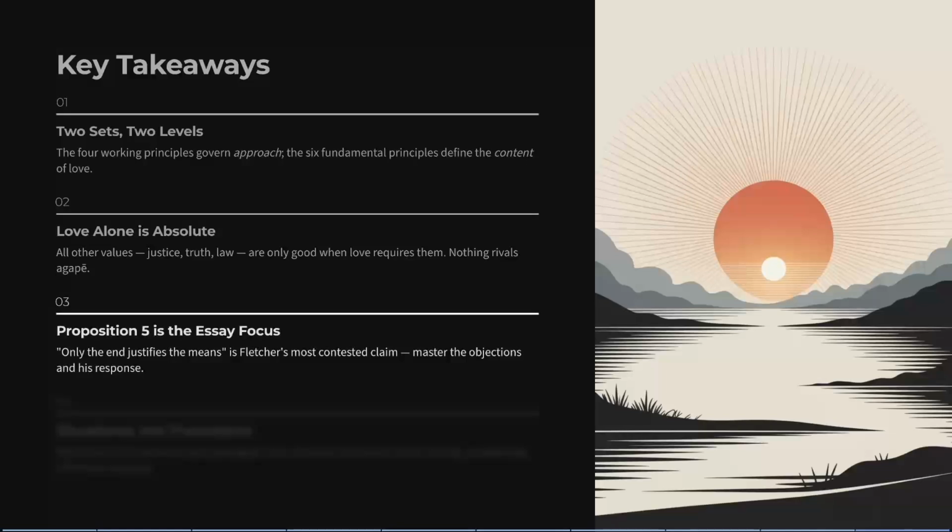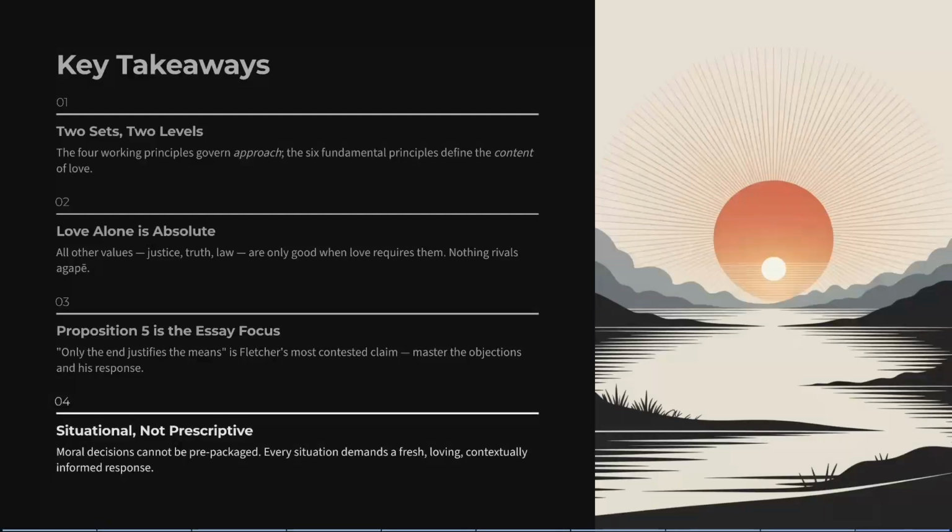Third, proposition 5 is your essay focus. Only the end justifies the means is Fletcher's most contested and most examined claim. Master the three objections: moral corruption, uncertain consequences, self-deception. Master Fletcher's response. Reach your own reasoned judgment and state it clearly.